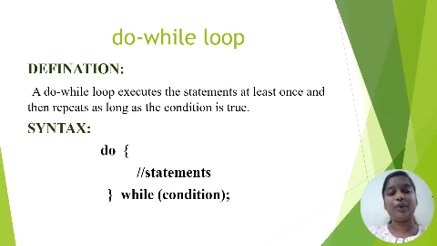Do while loop. Definition for the do while loop: a do while loop executes the statement at least once and then repeats as long as the condition is true. Syntax for the do while loop: do { statement } while (condition). The do while loop executes the statements at least once without checking the condition.